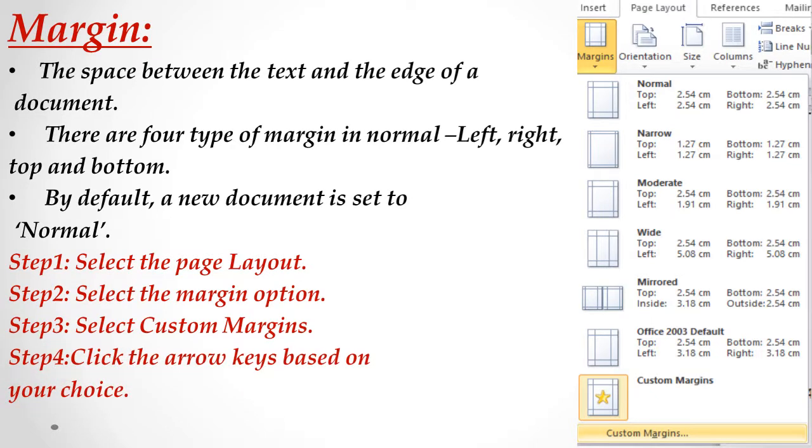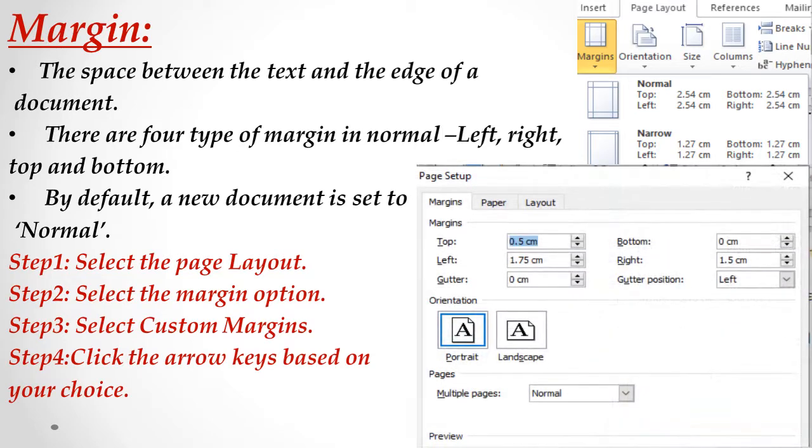Afterwards, one drop down list will come. Look at this window. In this image, one drop down list is there, right? Same as it is, the drop down list will come. In that drop down list, you need to select custom margin. Down you can see, right? Custom margin. You need to select that custom margin now. Next, click the arrow key based on your choice.